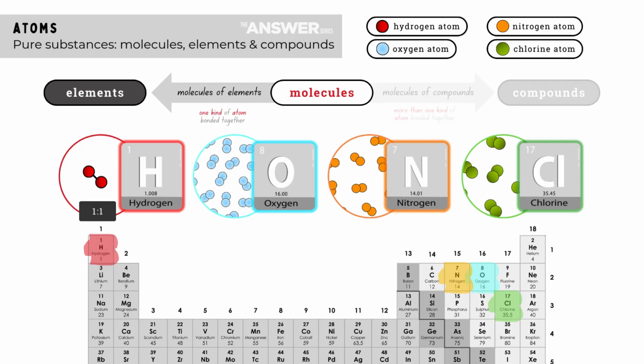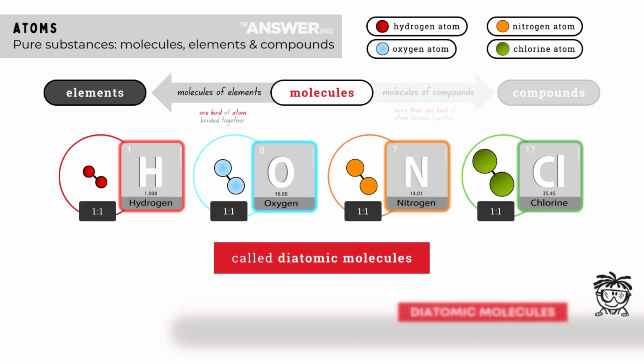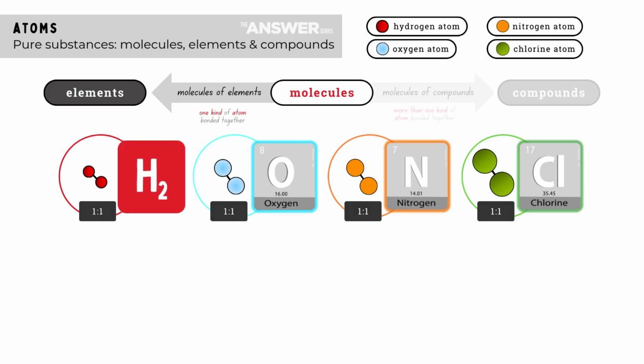One hydrogen atom binds to one hydrogen atom to form hydrogen gas. One oxygen atom will bind to another oxygen atom to form oxygen gas. And the same goes for nitrogen and chlorine. Molecules that consist of two of the same kind of atoms chemically bonded together are called diatomic molecules, where the di means two. So these molecules will always have two of the same atoms bonded together. This 1-to-1 ratio of bonding is shown in the chemical formula of these diatomic molecules.